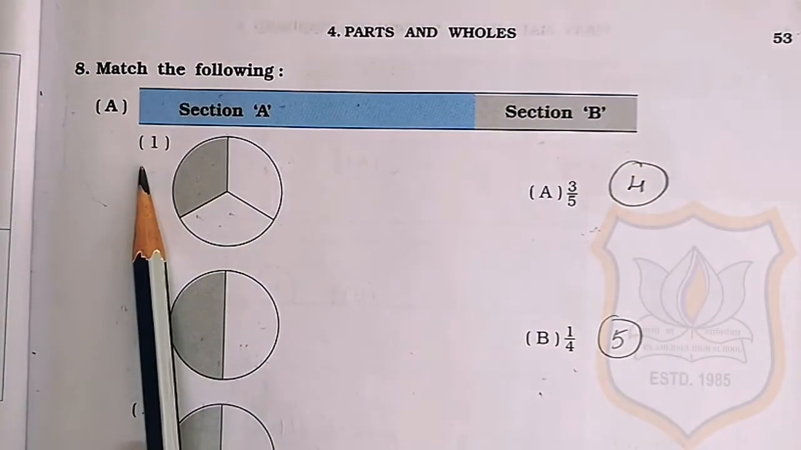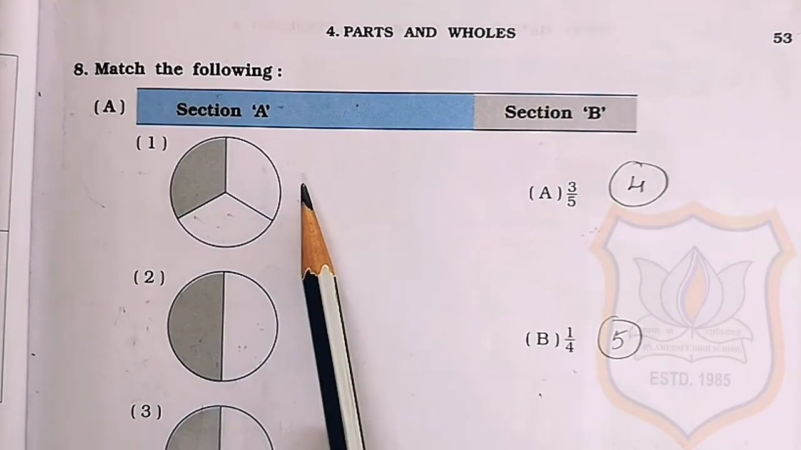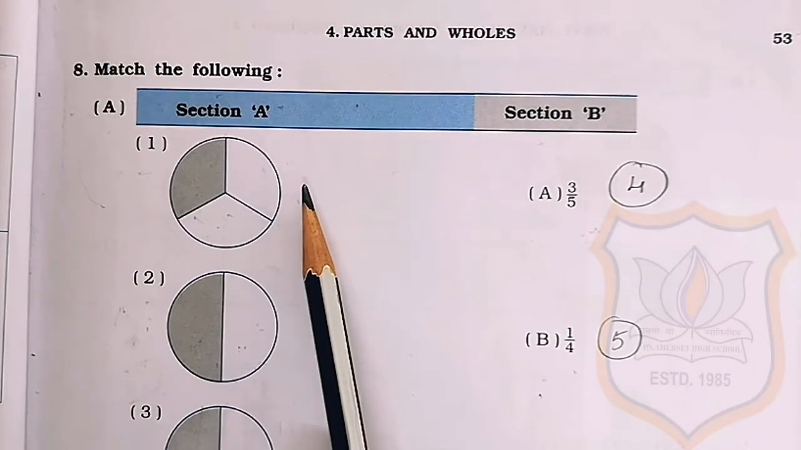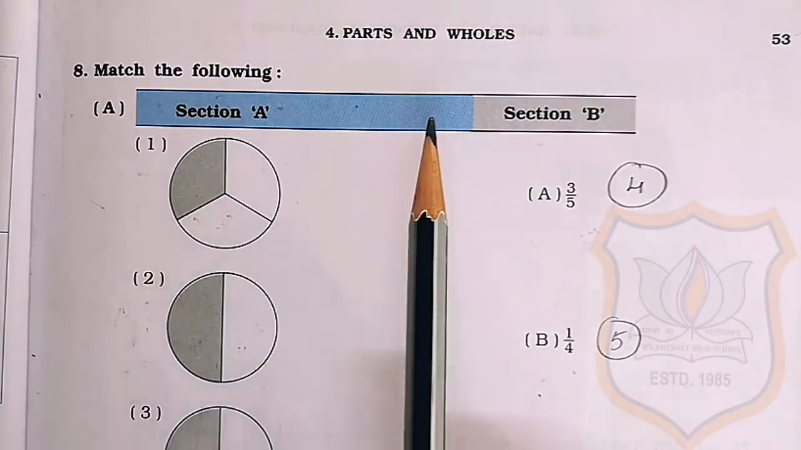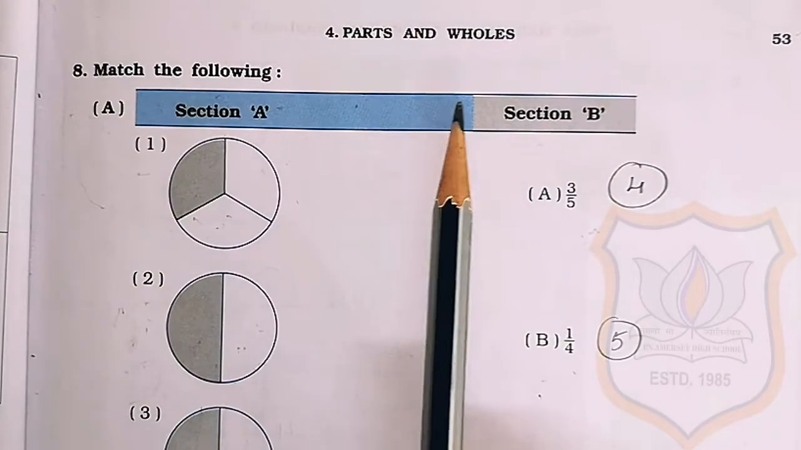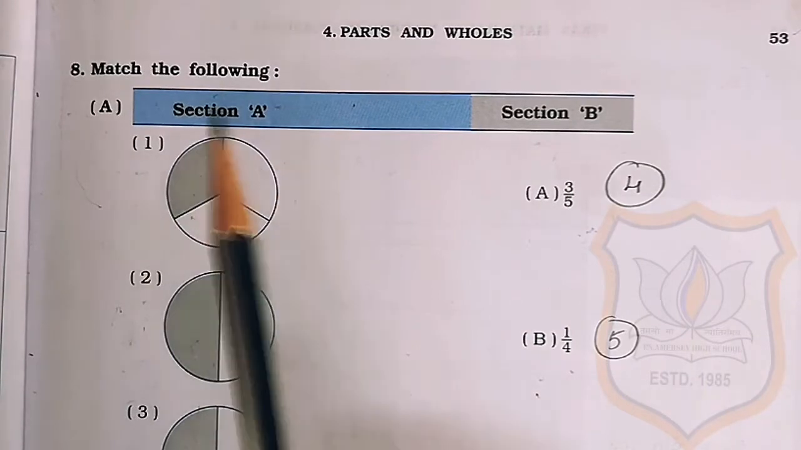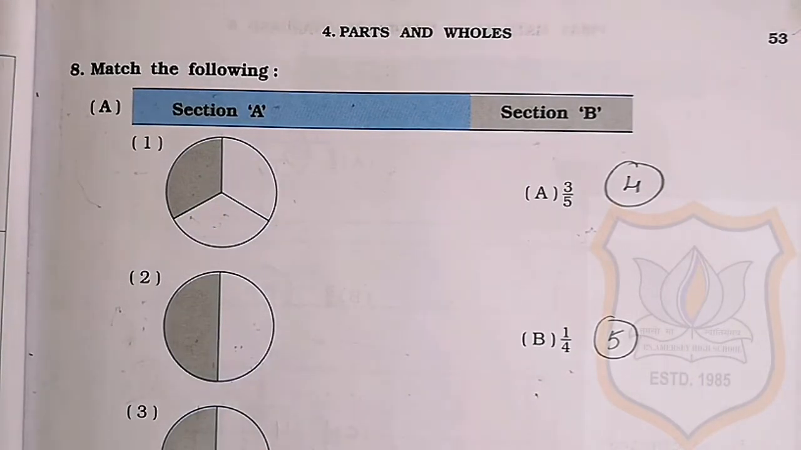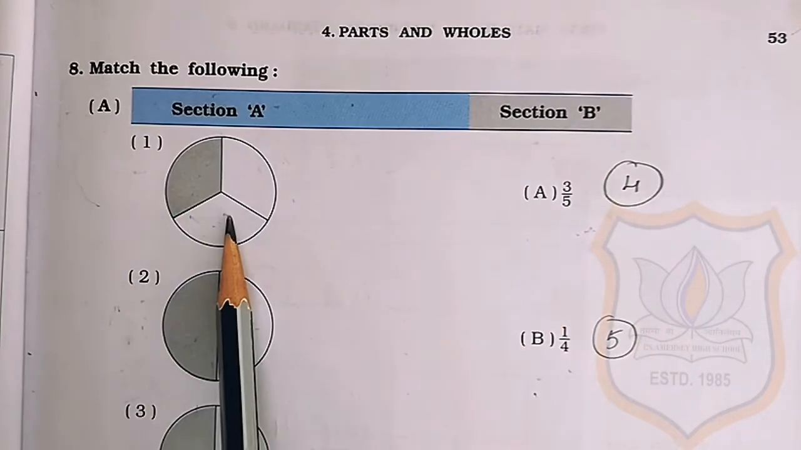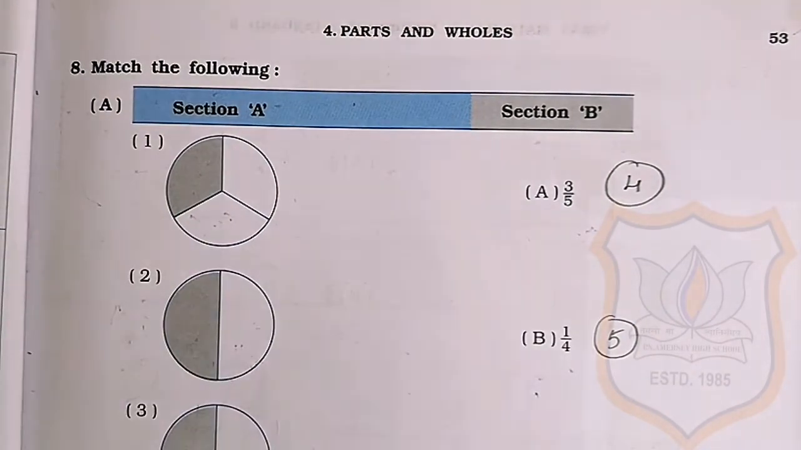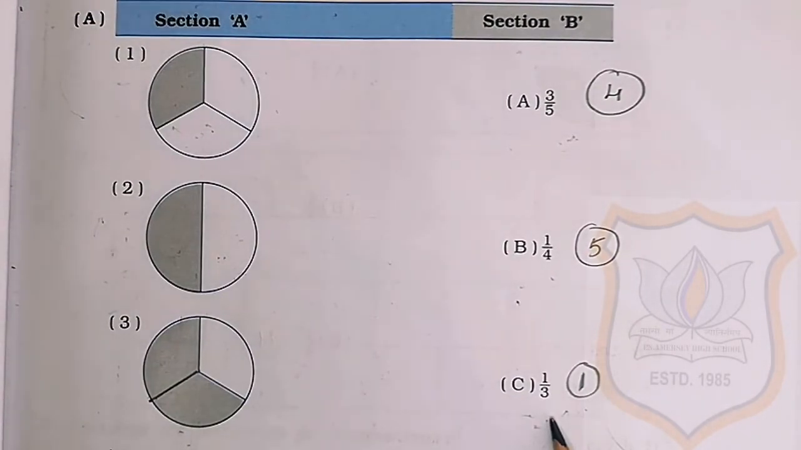Now, first one, here a figure is given. First we have to find out how many total parts are there in the figure. So the total parts are 1, 2 and 3. As I've explained you earlier, the total parts we will write as a denominator and the shaded part is here 1. So we will write the shaded part as 1 as a numerator. So the fraction form of this figure 1 is this C, 1 by 3.